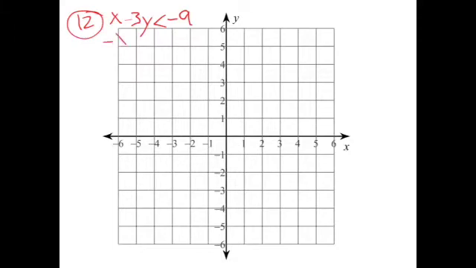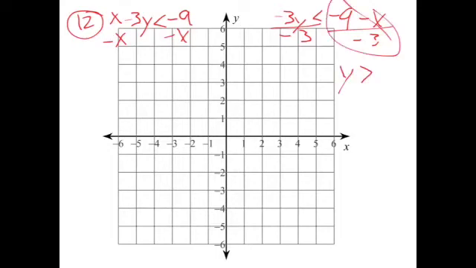You can subtract x from both sides to get -3y less than -9 minus x, and divide everything by -3. Remember, when you divide by a negative, you have to change the direction of your inequality. So we're going to have y greater than, well, -9 divided by -3 is just going to be 3. And then -x divided by -3 is going to be a positive 1/3 x.